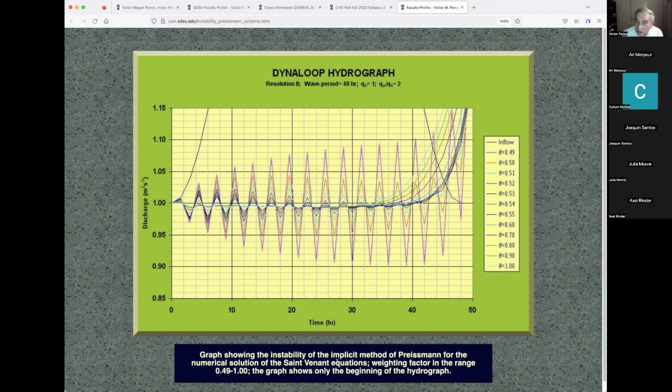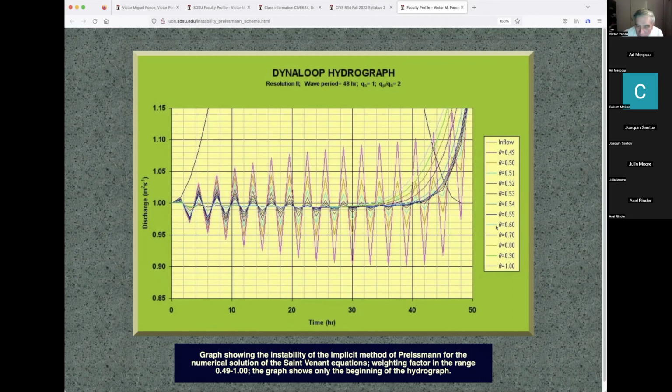But he and others used a weighting factor in order to avoid the instability. So in here, if you use theta 0.49, which is not recommended, you get the red, and the red is the most unstable. By the time you increase theta to 0.50, 0.51, this is what I've been talking about in various places, I believe in this class too.